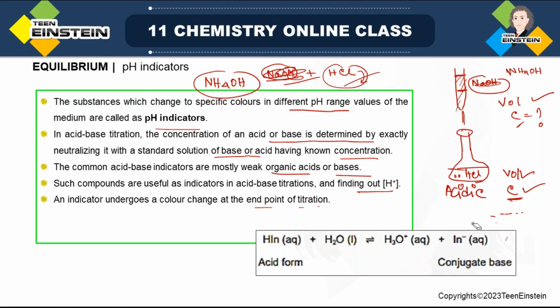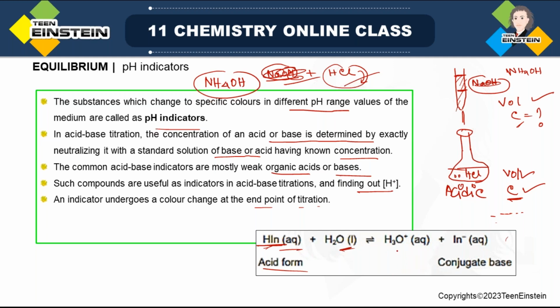So see here we have written the indicator, but we will not take the direct structure because it is a very large structure. So it is written simply as HIn. In means indicator, and it is attached with some H. You see, this is the acid form. Now in water medium, suppose you have taken the indicator in HIn form. Now it is taking a proton from water, it is a weak acid or base.